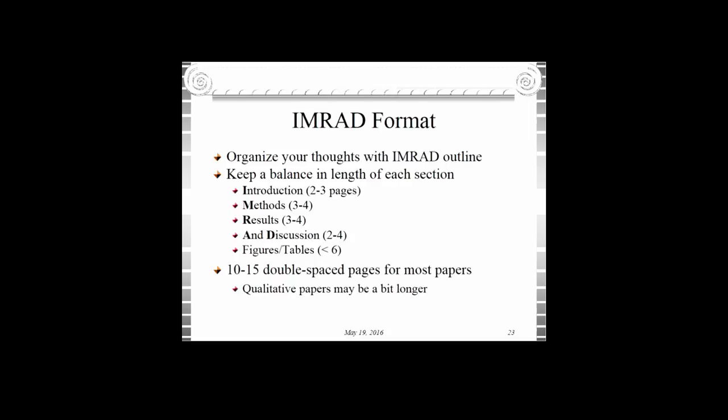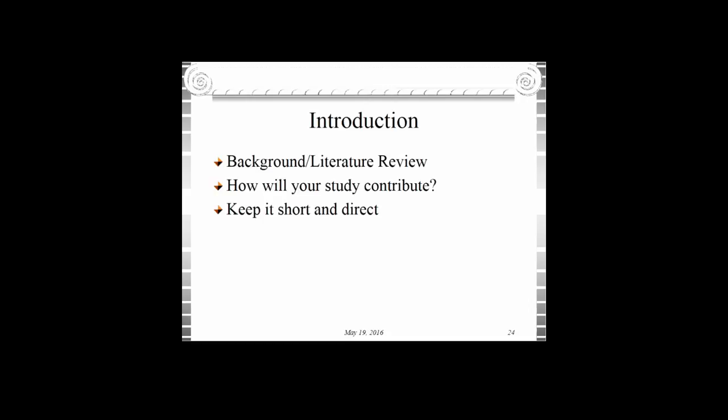I encourage you to think about the balance of your sections. Don't have a 10-page literature review, a 1-page methods, and 2-page results. That's why I give these guidelines. There's a balance here, and most papers should come in at 10 to 15 double-spaced pages. Don't go overboard with your tables and figures. A lot of times people present 10 figures that could be combined into one table. So think about how it's going to look when it's published.